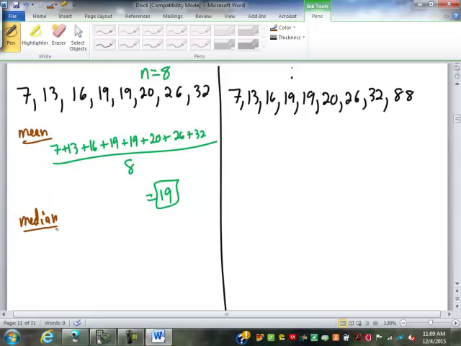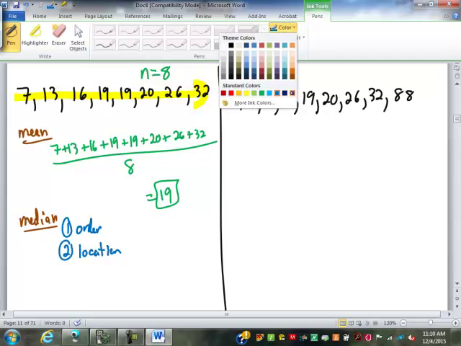Well, we're going to have to define. First of all, these numbers are in order from smallest to largest. I did that as I wrote out the data set. So that saves us a step right there. They're already in order. If they weren't, that would be the first thing we have to do for the median, is put them in order. So step one is put them in order. Step two is to find the location.